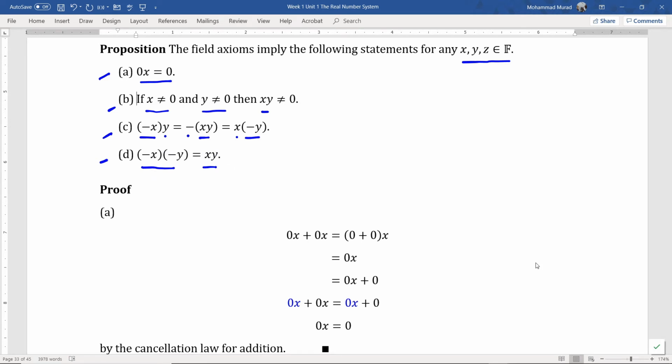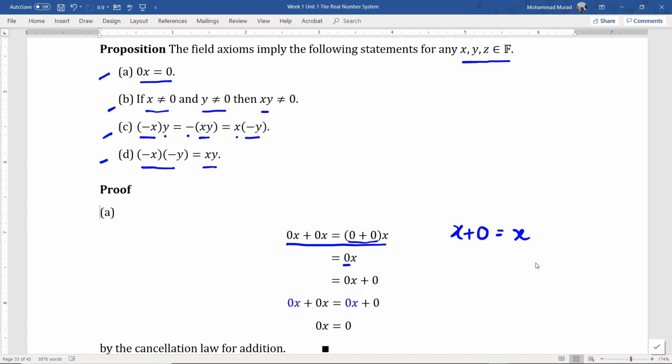Let's have a look at the proof of statement A. So we begin with the statement that 0x plus 0x equals (0 plus 0) times x. This is the distributive law for the field. And then 0 plus 0 can be replaced by 0 here, because it is the definition.